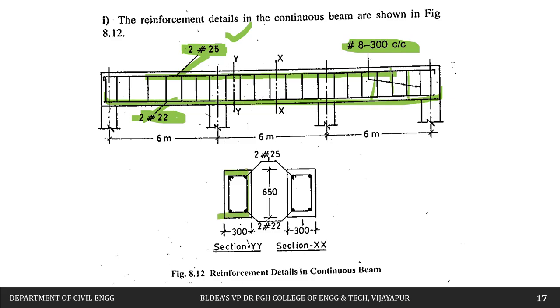We can show the cross section also, that is at the top we have 2 bars of 25 mm dia, at the bottom we have 2 bars of 25 mm dia. The width of the beam is 300, that is section XX and YY. If you cut the section here, or if you cut the section near the support.